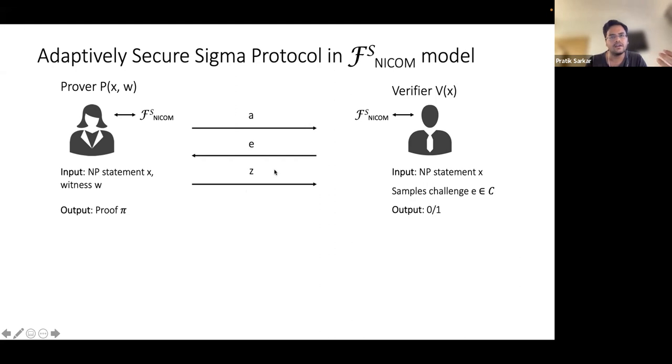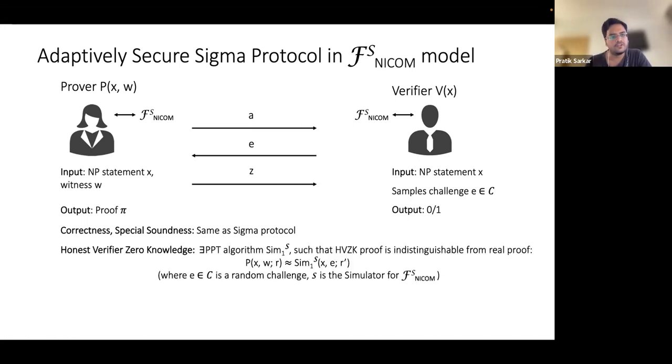A, and it can decommit, it can compute the decommitments to Z and send it to the verifier, and the verifier can verify Z using the FNICOM. And now it should satisfy correctness and special soundness, same as the Sigma protocol.